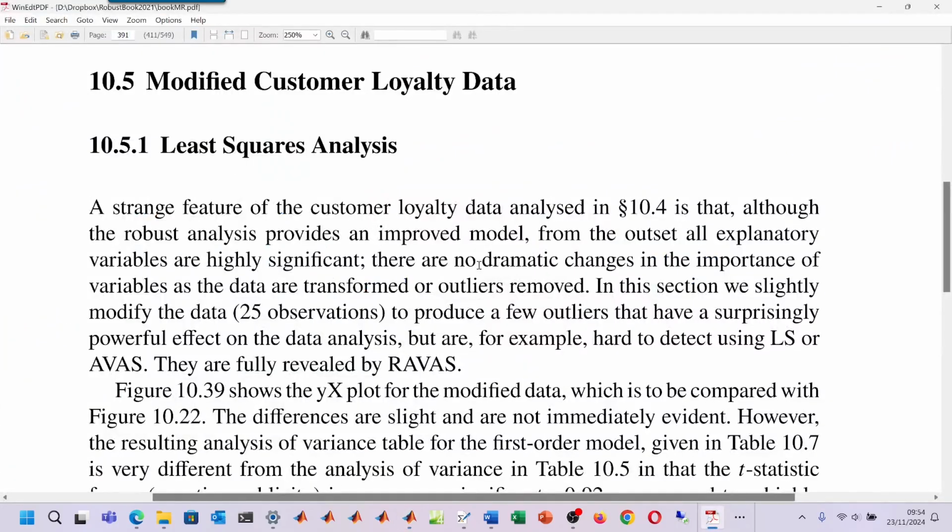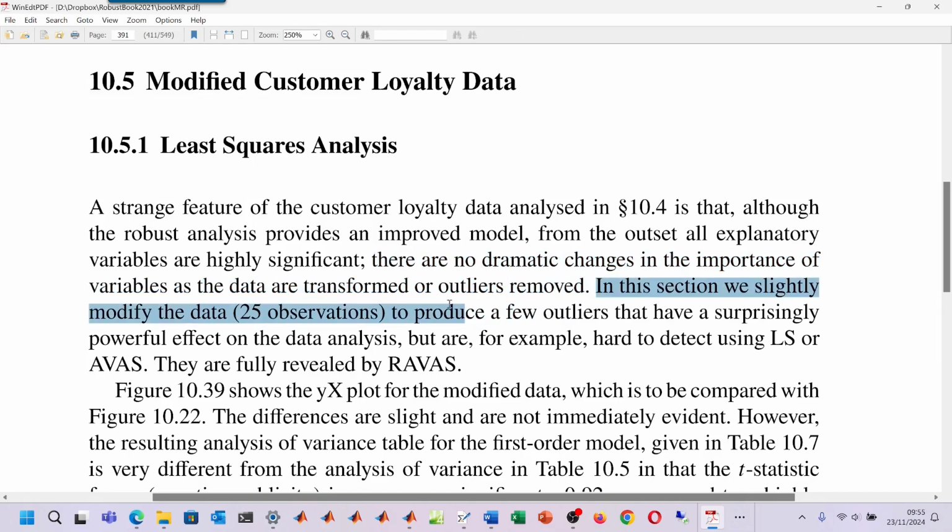A strange feature of the customer loyalty data, which we analysed in a different video, is that we worked very hard and we improved the distribution of the residuals. It was nice to see that we got close to normality at the end of the process, but really nothing very much changed in the conclusions of the analysis. All the variables were highly significant when we started, and after our extensive investigations, they were more consistent, but nothing changed at all in the conclusions drawn from our analysis.